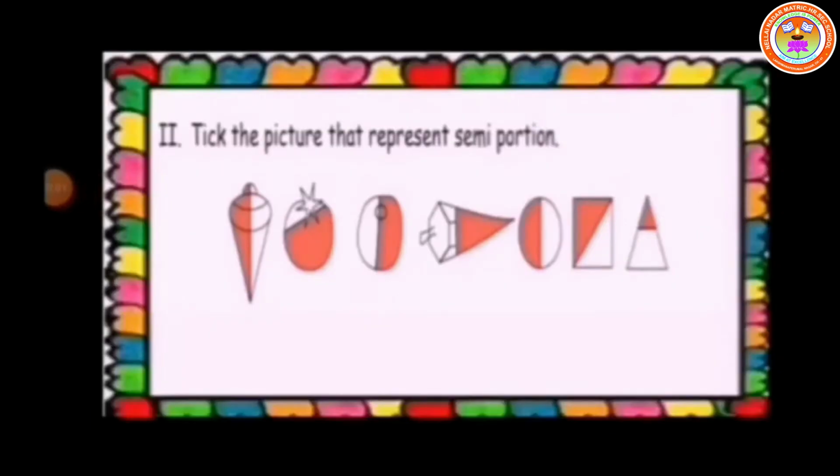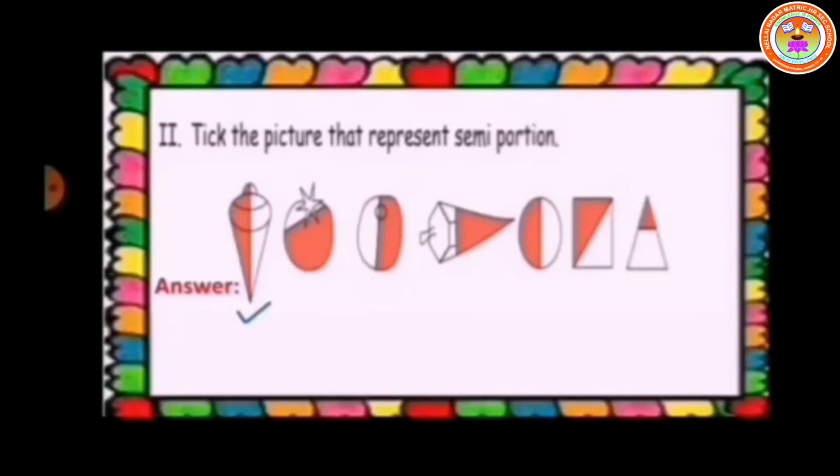Second one, tick the picture that represent semi portion. Answer. Here some pictures are given. We have to see whether it represents semi portion. Semi means half. It's again easy to tick the pictures which are divided into 2 equal parts. First one, cone is equally colored, so we can tick it.